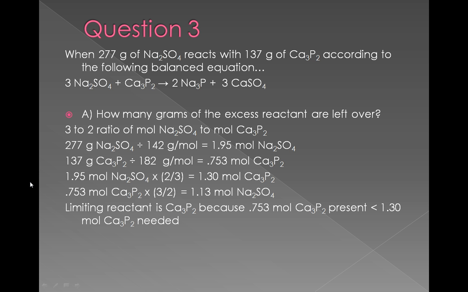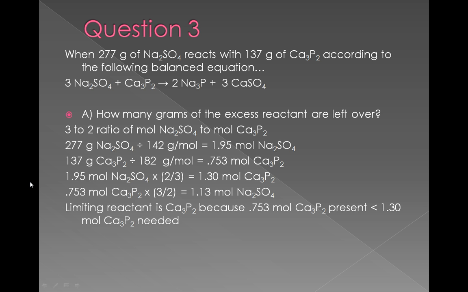Now, using the information given to you, you multiply the 277 grams of Na2SO4 and divide that by 142 grams per mole, which is its molecular mass, giving you 1.95 moles of Na2SO4. Then, using the 137 grams given to you in the beginning, you divide that by 182, which is its molecular mass, giving you 1.753 moles of Ca3P2. Using the moles that you had just found, you're going to multiply the 1.95 moles of Na2SO4 by 2/3, giving you 1.30 moles of Ca3P2.